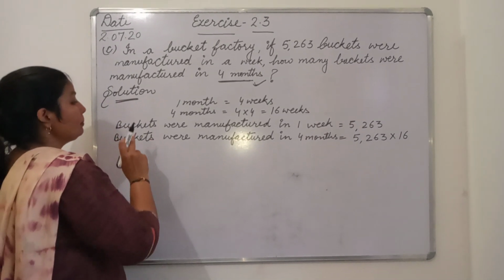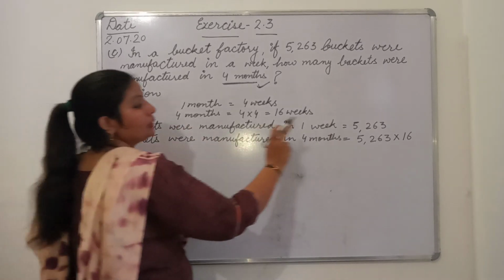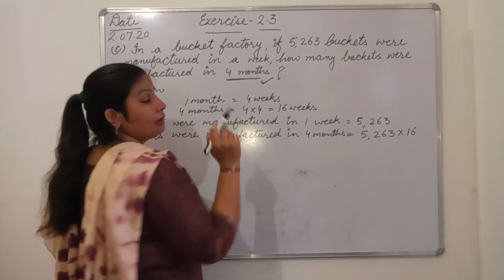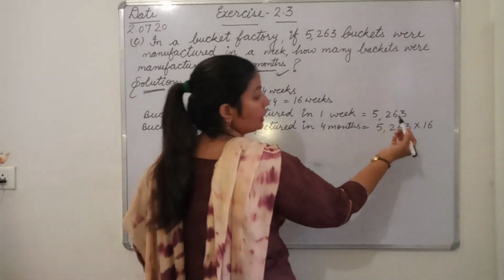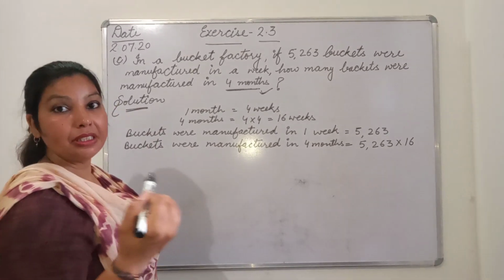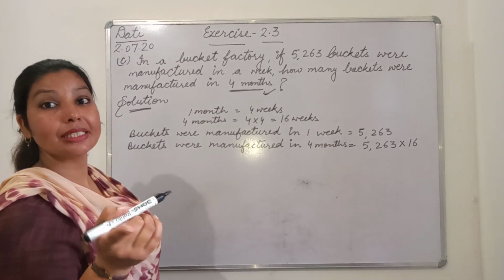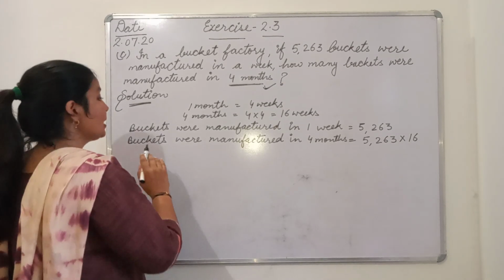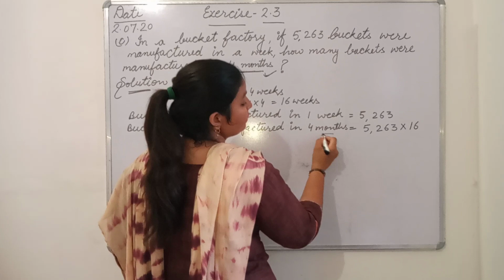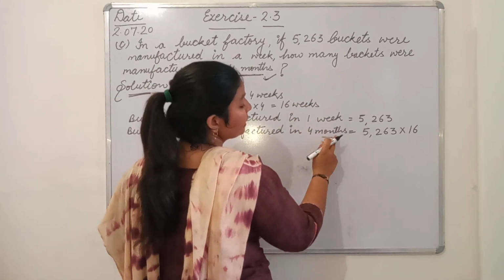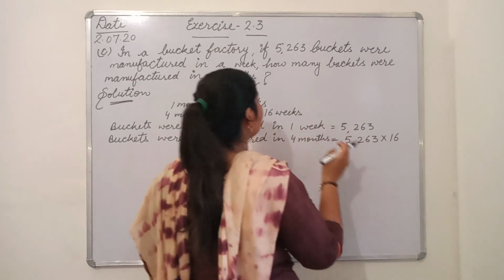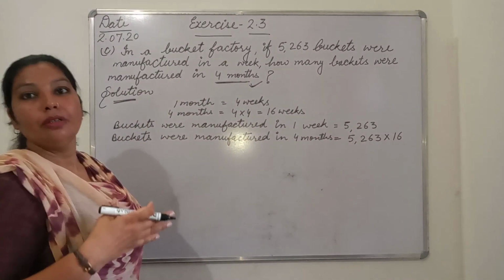Now we know that buckets manufactured in 1 week equals 5263. That is given to you. Now we have to find buckets manufactured in 4 months. 4 months means 16 weeks. So we write here 5263 multiplied by 16, because in 4 months there are 16 weeks.